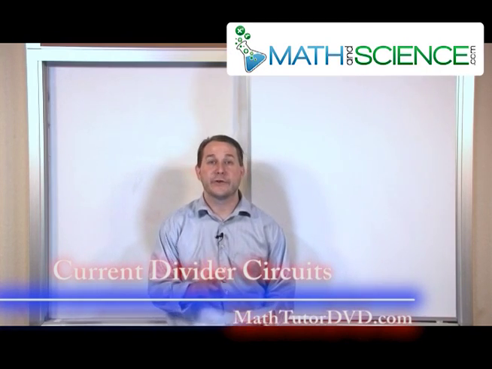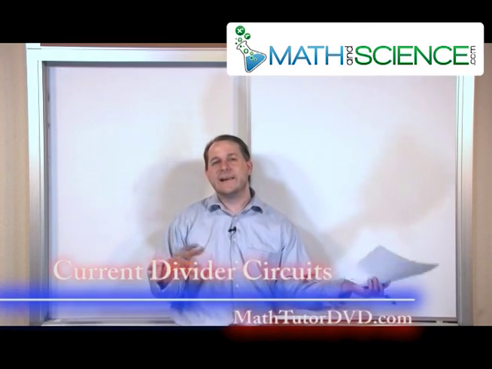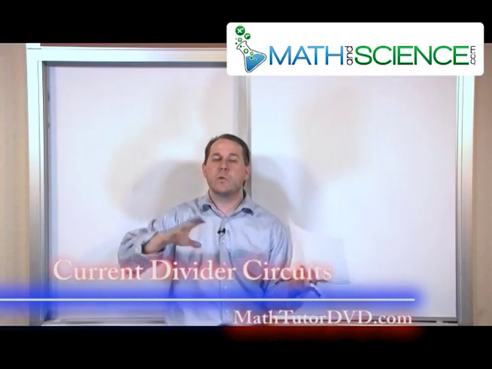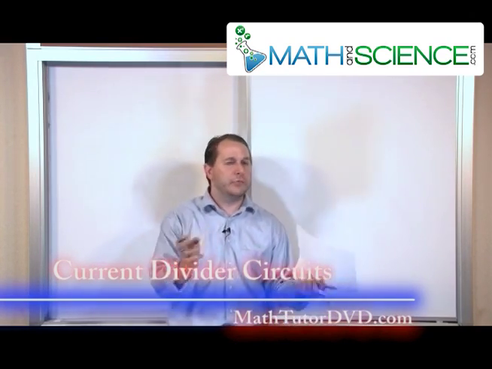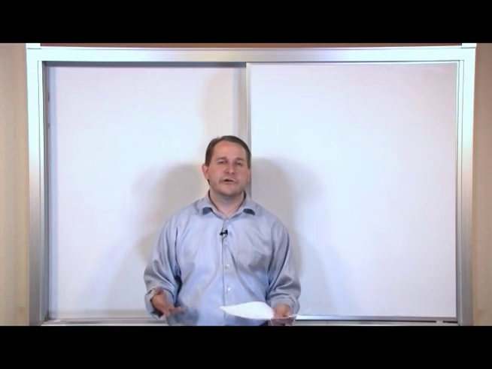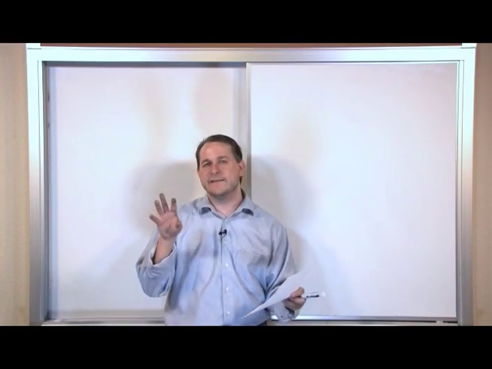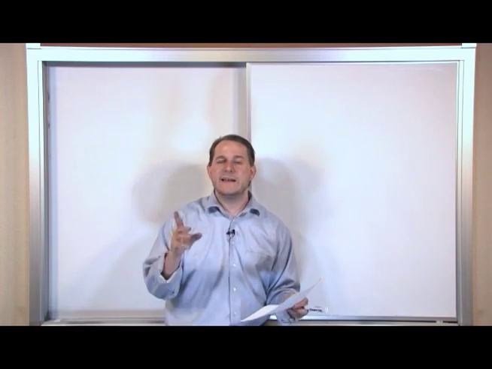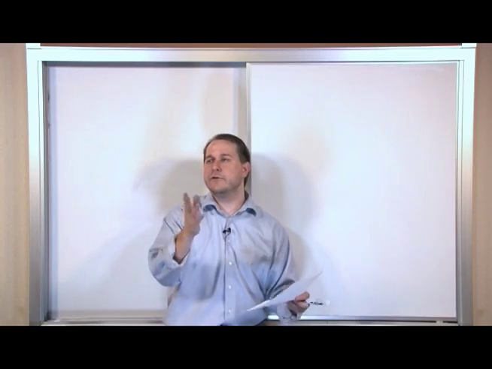Here we're going to talk about the current divider circuit. The last section we talked about voltage divider. It was when we had a source voltage that we wanted to split up so that we could use a portion of the voltage in our load, for instance. This section is going to be the same concept, except instead of a voltage source, we're going to have a current source, with the arrow, and then we want to split that current into different values.